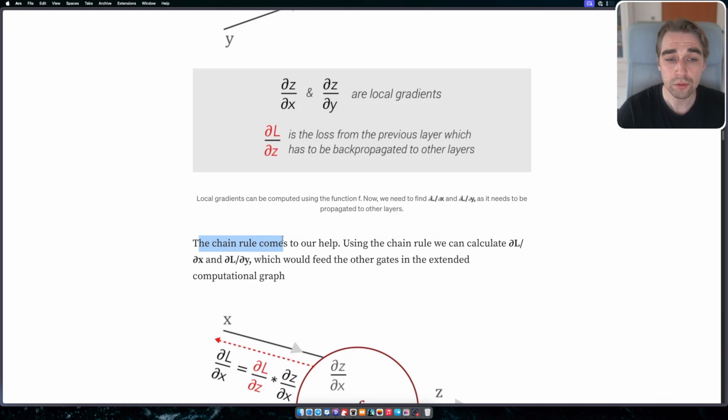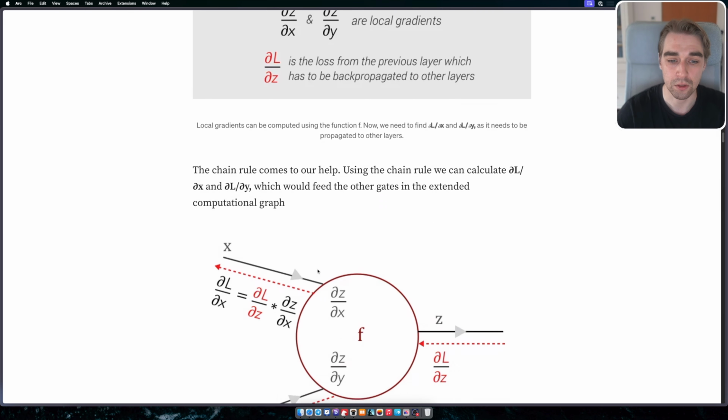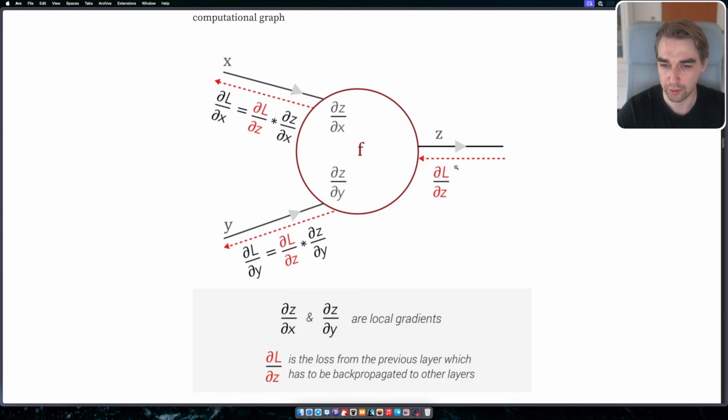The chain rule comes to our help. Using the chain rule, we can calculate dL by dx and dL by dy, which would fit the other gates in the extended computational graph. So we have dL by dz, and then we have the derivative of z with respect to x, same for y.